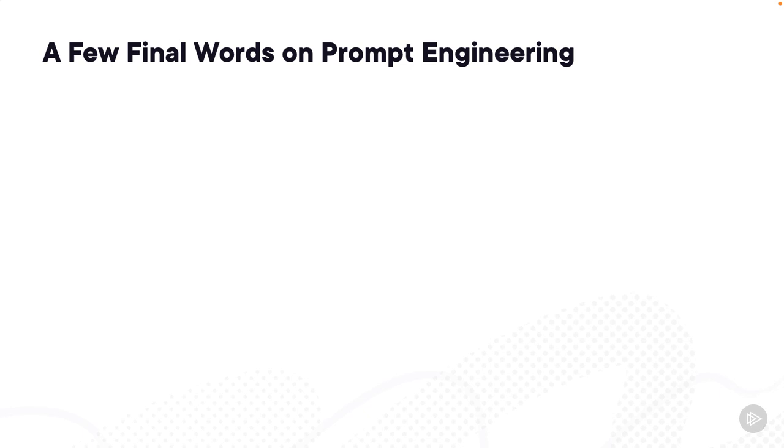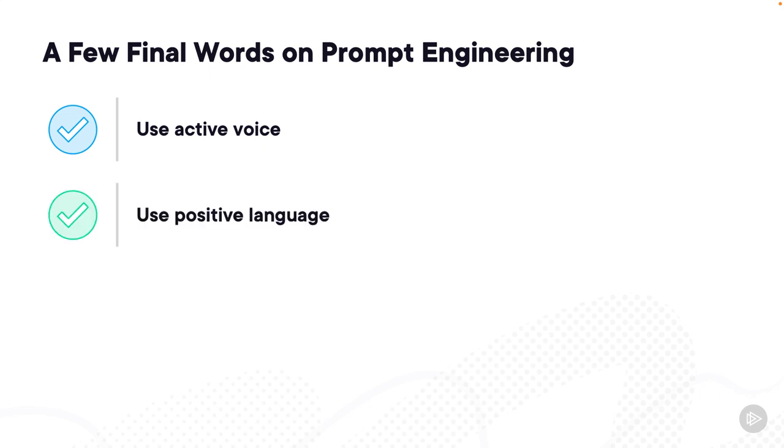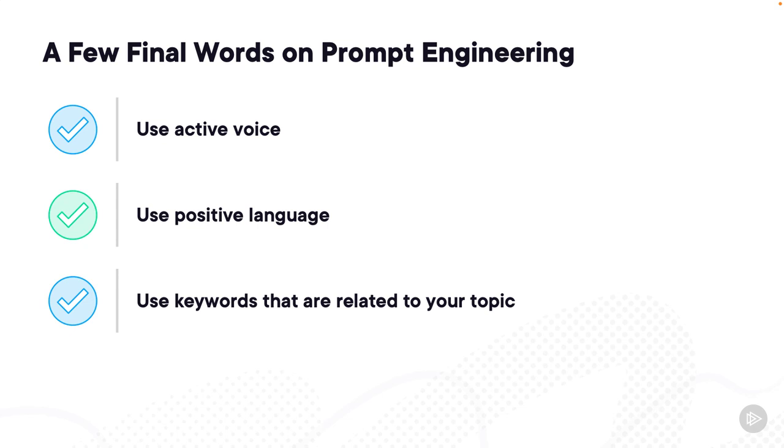Also, here are a few tips for creating better prompts. Always use active voice, which is more concise and easier to understand than passive voice. Use positive language. That's more likely to produce positive results. For example, instead of saying, "Don't write a blog post that is offensive," you could say, "Write a blog post that's respectful."